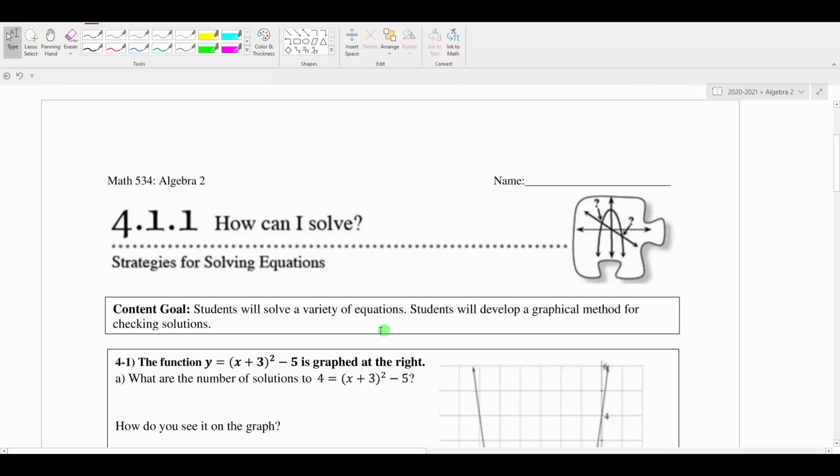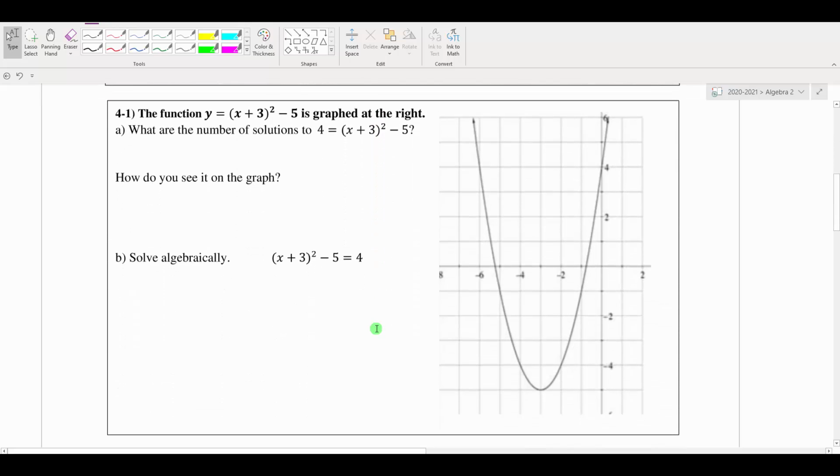So let's look at our first example here. In problem 4.1, we have a function y equals (x plus 3) squared minus 5. I have taken that function and graphed it over here so we can see the parabola that it forms.